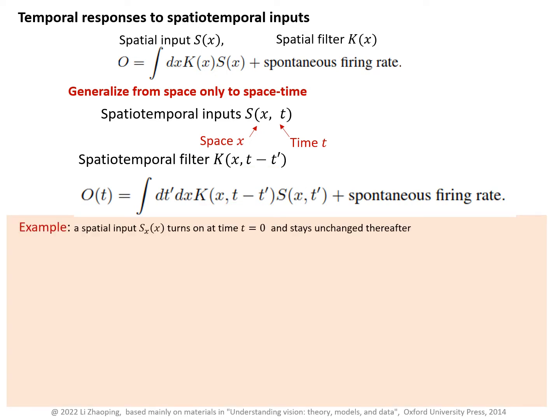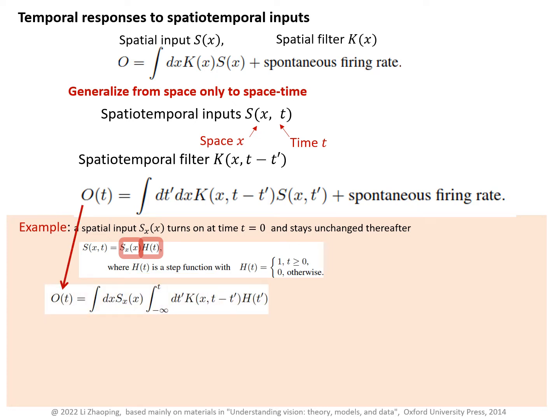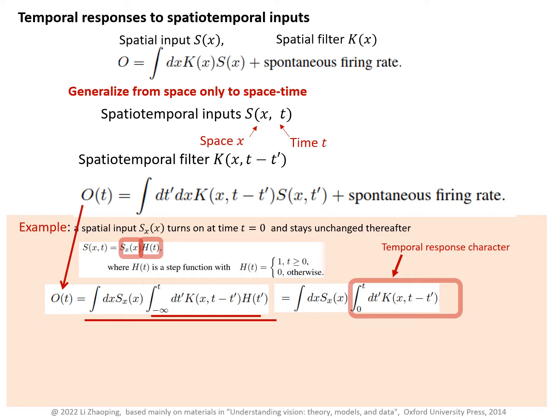Let's consider the example when a spatial pattern turns on at time t equal to 0 and stays on afterwards. And this spatial temporal input can be written like this: a multiplication of a spatial function S(x) and a temporal function h(t). Here h(t) is called a step function. Applying this formula, the response O(t) is this one, with this temporal integration first before the whole spatial integration. Plugging in this step function h(t), we get this result with this temporal response character.